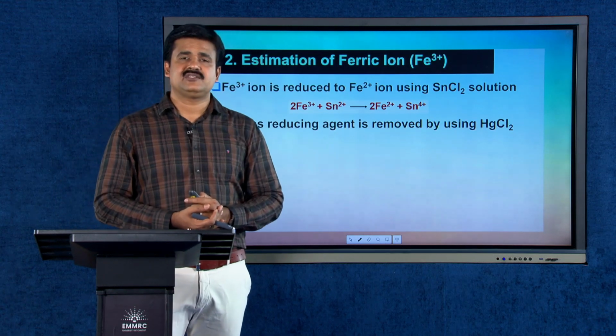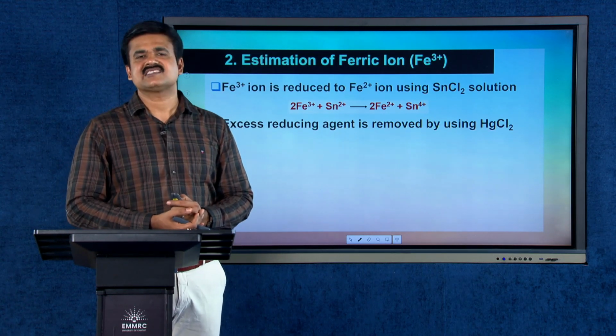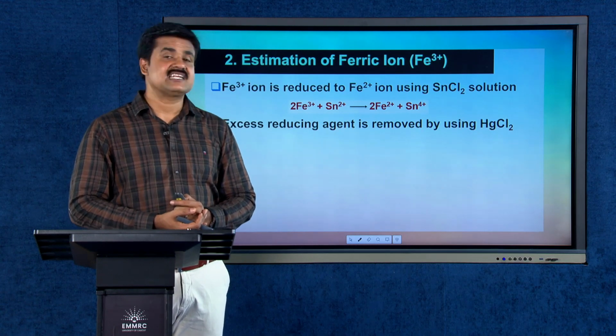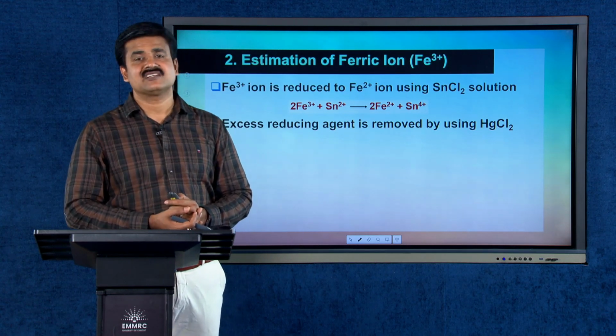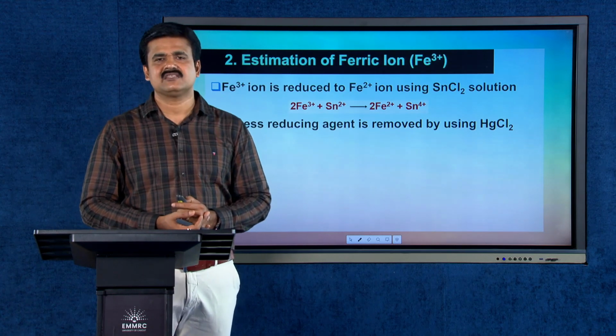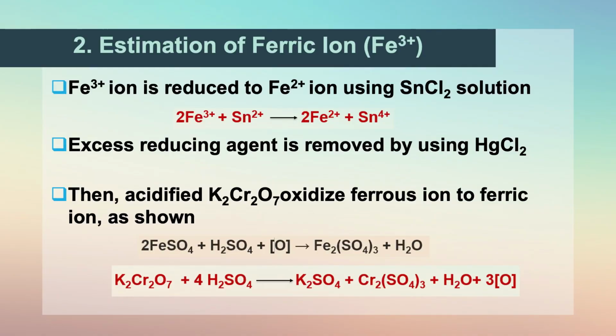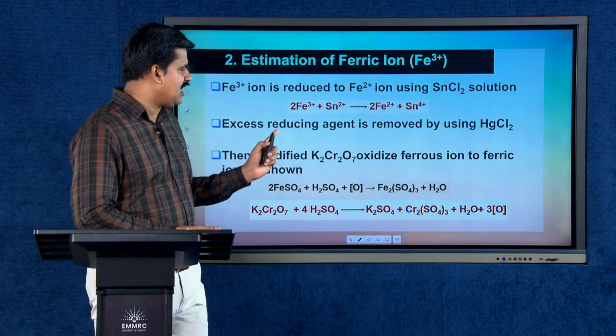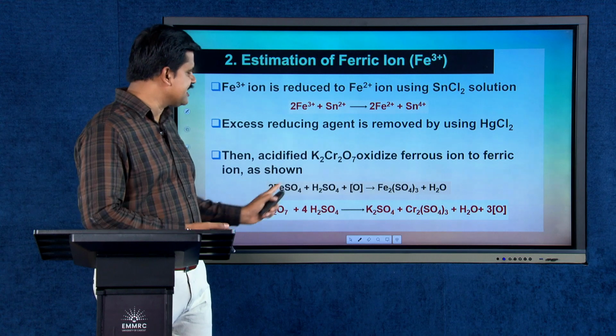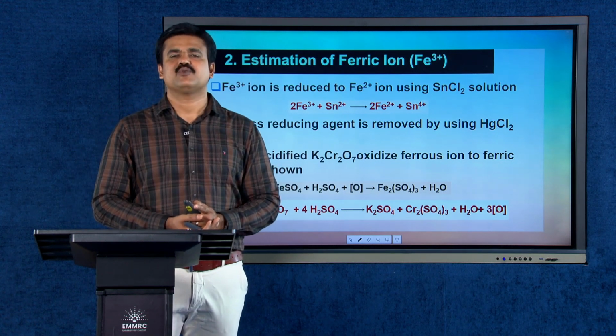Now, Fe2+ is produced as the product, which is essential to act as the reducing agent. In certain cases, some excess SnCl2 may also be present, that you can remove by mixing with mercuric chloride, HgCl2. Then the Fe3+ in the given solution is converted to Fe2+ quantitatively. Finally, acidified potassium dichromate is used to oxidize ferrous ion to ferric ion, and this is as per this equation. Ferric ion is produced as a result of oxidation of ferrous ion with acidified potassium dichromate.